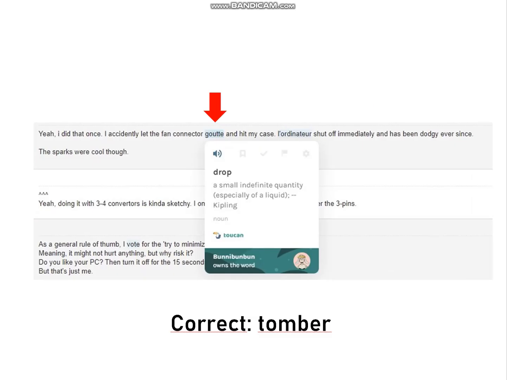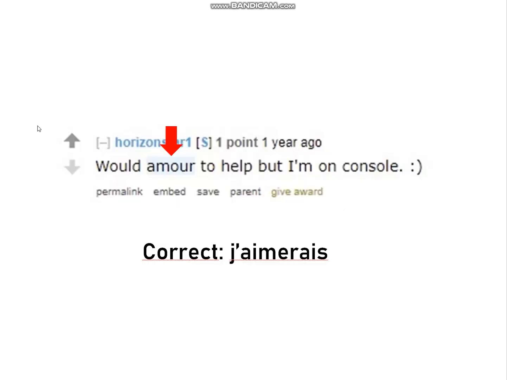Here, the word drop is being used as a verb to fall down on the ground. But it's considering drop as the noun, a drop of water, which is goutte, when it should be the verb tomber. The person here is saying, I would love to help out. So I would love is j'aimerais, but Toucan considers just the word love by itself, which would be amour.